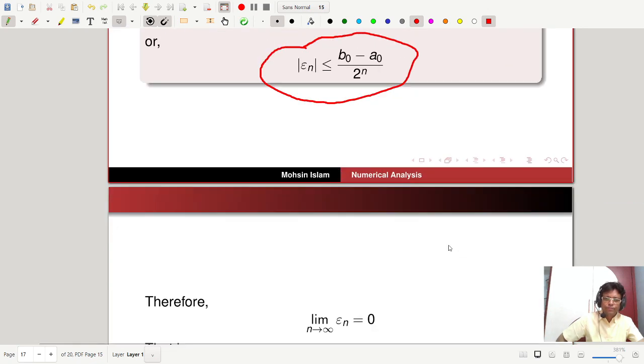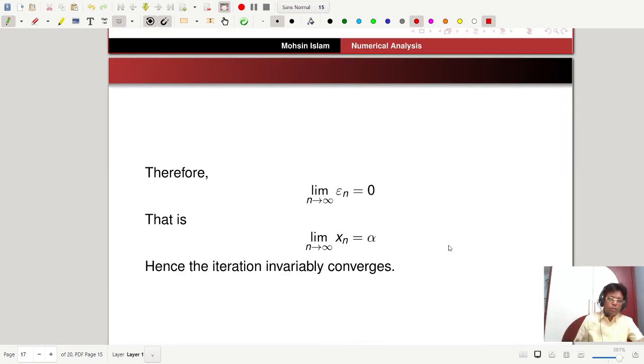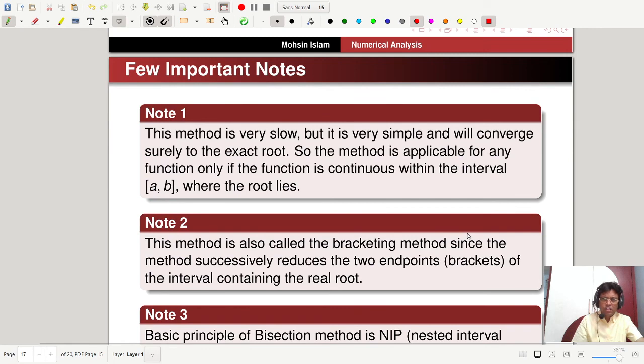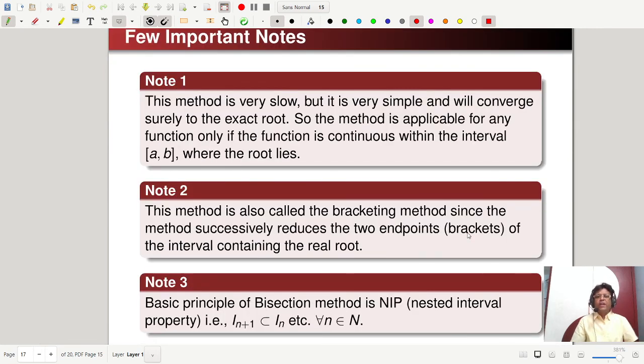Okay? So this is the bisection method. This is a very important method. It is a very long process. You have to do a large number of steps, but this method surely converges. So let's have some important notes, important points in this method. Number one, this method is very slow, but it is very simple and will converge surely to the exact root. Why? I will explain later.